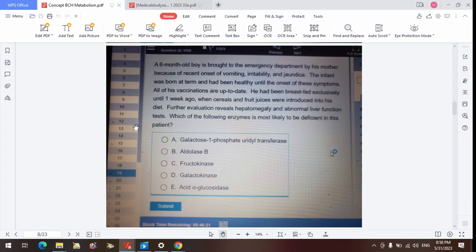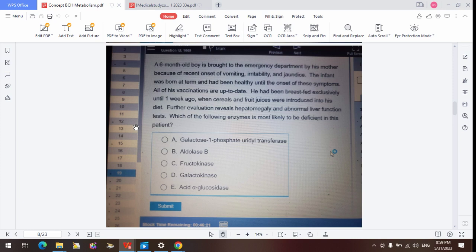What's the difference between this question and the question Dr. Kenneth took? The one Dr. Kenneth took was asymptomatic. That person didn't have vomiting and jaundice, whereas this person has vomiting, jaundice, and irritability. But the question they were asking there was not the enzyme that was deficient. They were asking what is the enzyme that compensates for the deficiency of the enzyme that was deficient.